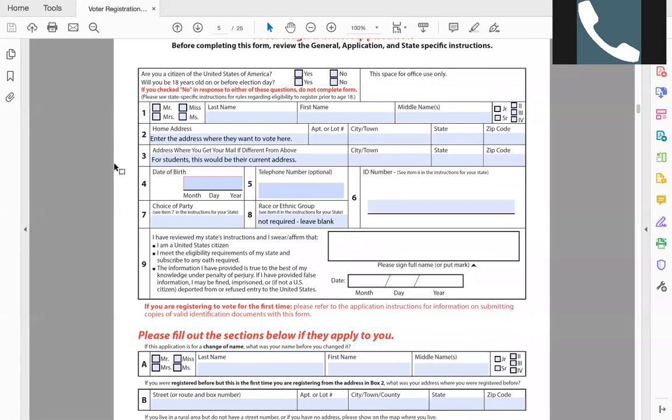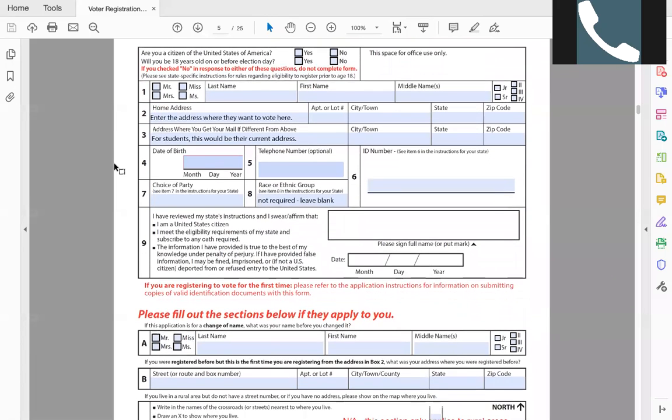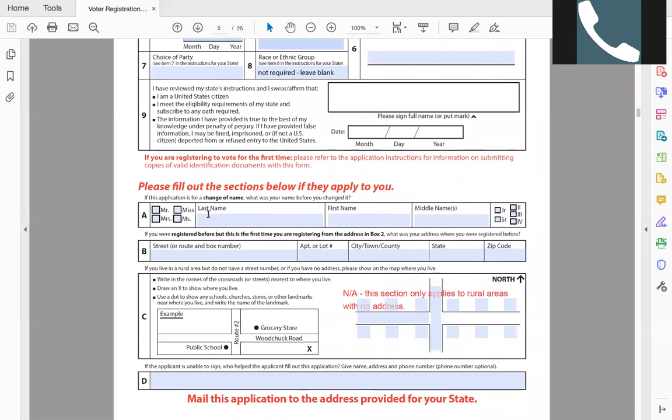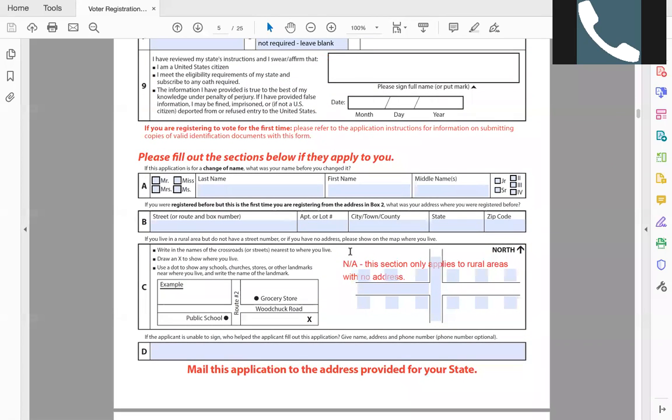And the rest of it to me seemed pretty self-explanatory. In 8 there, that's not required. The race or ethnic group, that's not required in Kansas. That can be left blank. And then down in the bottom part, that C would not be used. I typed in there not applicable because only in rural areas with no addresses would that be necessary. And we have addresses even in rural areas.